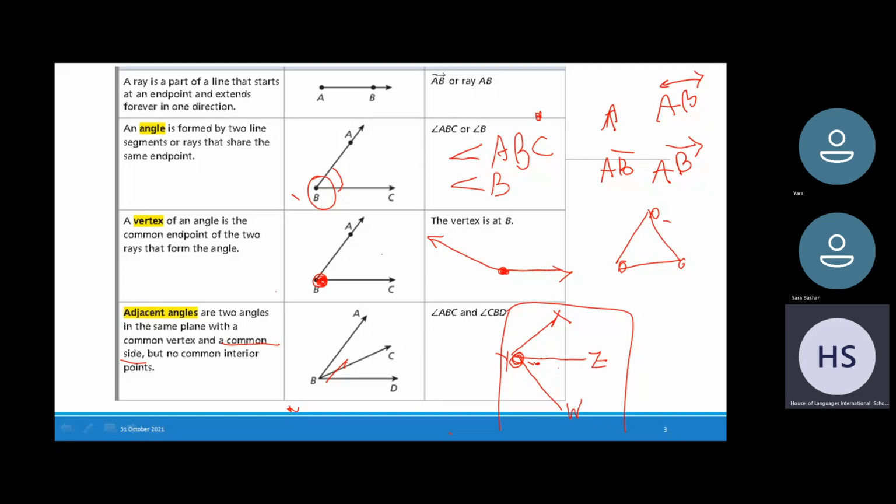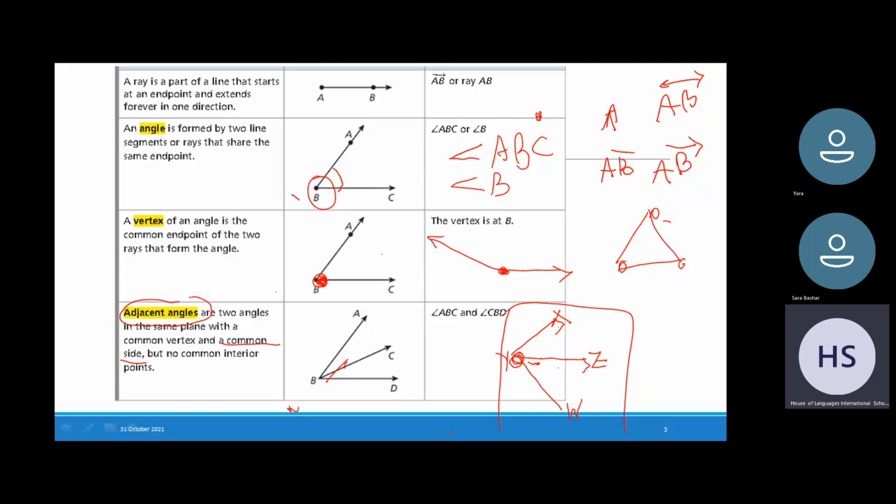So now here, there is one common vertex. We have a common side. So if we have a common vertex and a common side at the same time, I would say that they are adjacent angles. So if we get anything that we see with three continuous lines, adjacent angles. Now, what do I mean by adjacent angles?